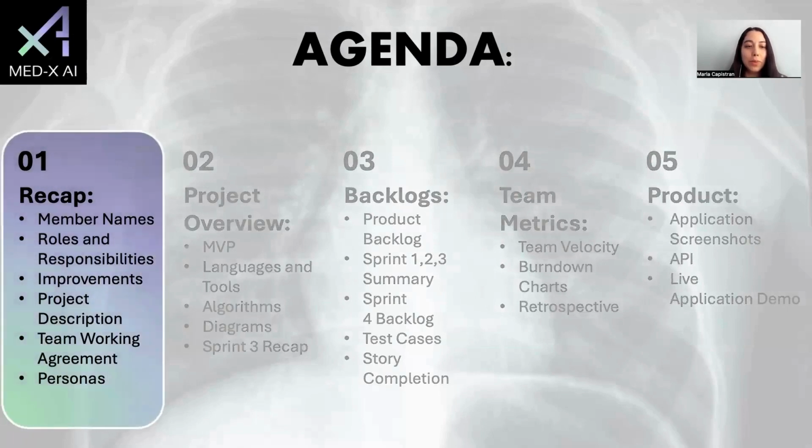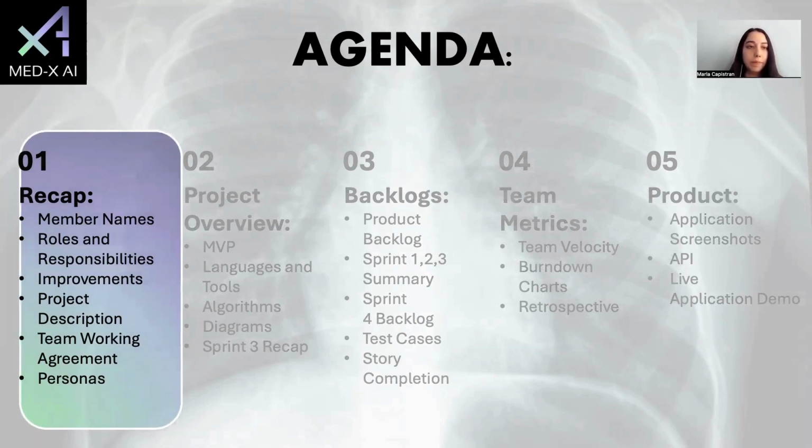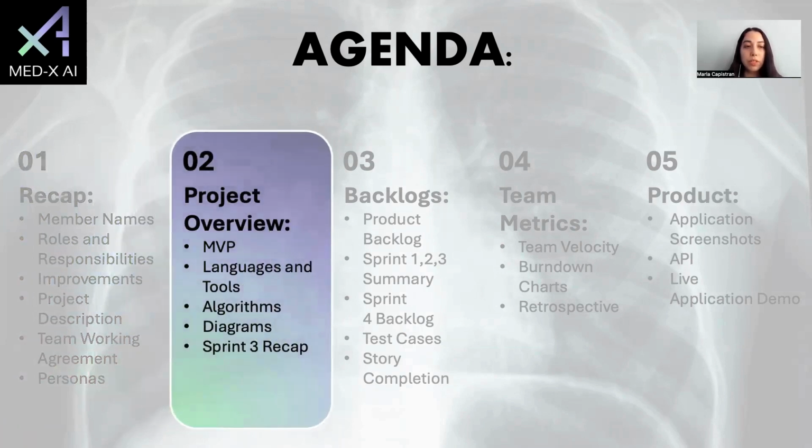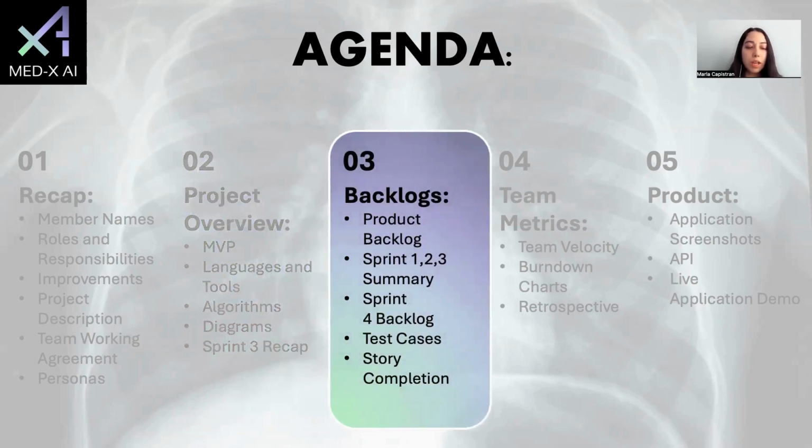Today, we will cover a recap of who we are and the project we chose. It includes team members, roles and responsibilities, improvements, project description, team working agreement, and personas, followed by a project overview, which covers the MVP, languages and tools, algorithms, diagrams, and a Sprint 3 recap. Next, we will look at the backlogs, including product backlog, Sprint 1, 2, and 3 summary, Sprint 4 backlog, test cases for Sprint 4, and story completion.